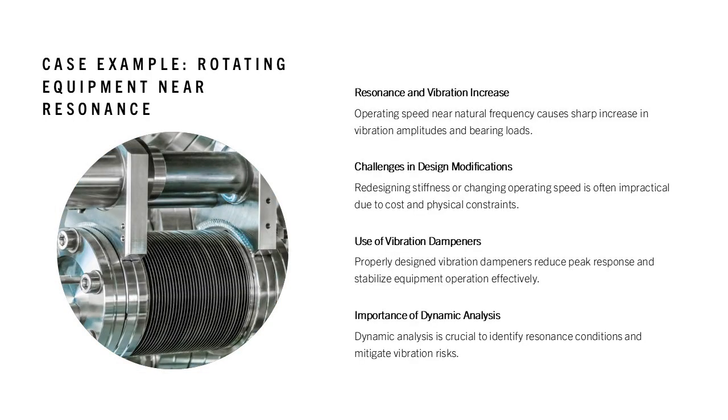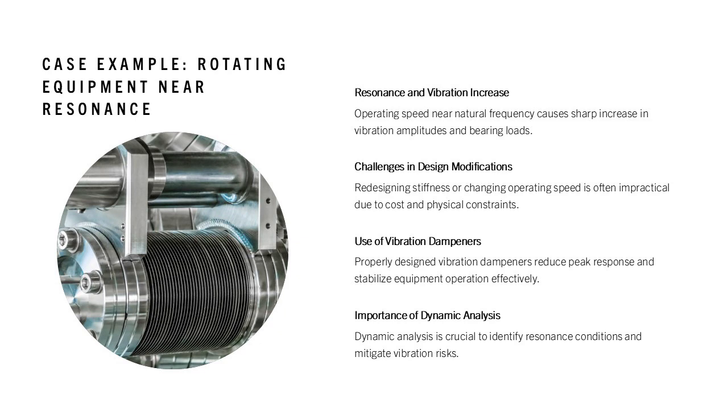This slide presents a simplified case example of rotating equipment operating near a natural frequency. As operating speed approaches resonance, vibration amplitudes increase sharply, leading to elevated bearing loads and fatigue stress. In such cases, redesigning stiffness or operating speed may be impractical. Adding a properly designed vibration dampener reduces peak response and stabilizes operation.